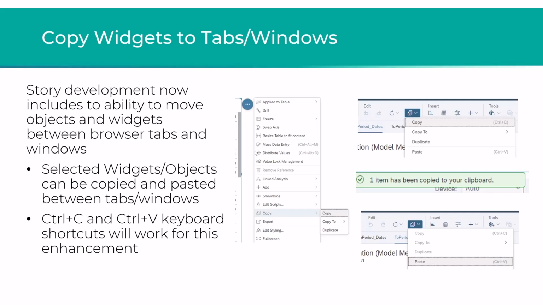So in story development, you can now copy and paste objects not just on the page or to pages within the same tab. You can also move them to pages in additional tabs or windows within the browser. Such objects can be copied and pasted between windows, and you now have basically the clipboard functionality you'd have in other programs. It's important to note Control-C and Control-V do work for expediency. Let's hop into SAC and take a quick look at this.